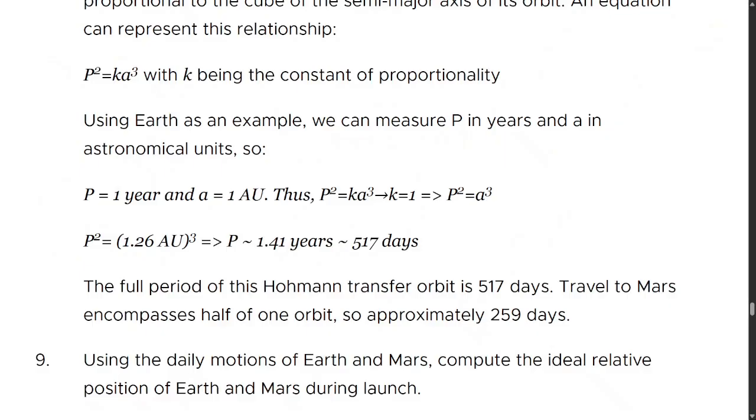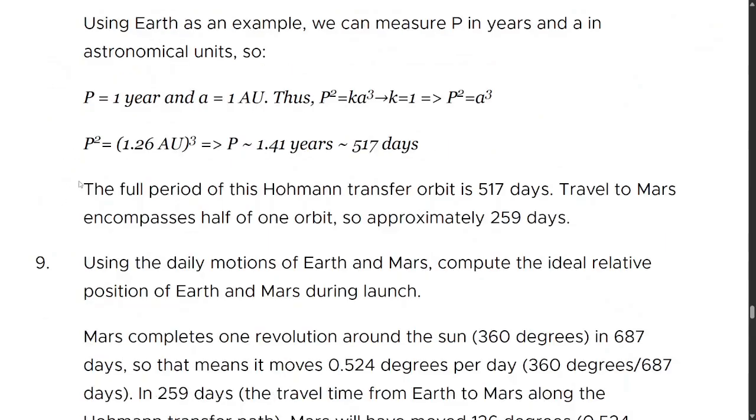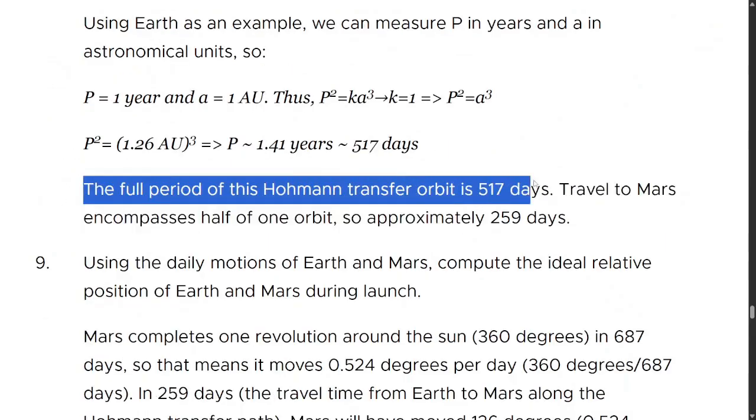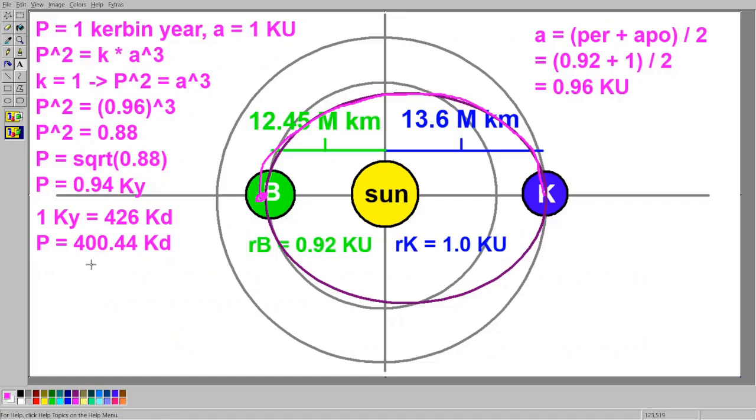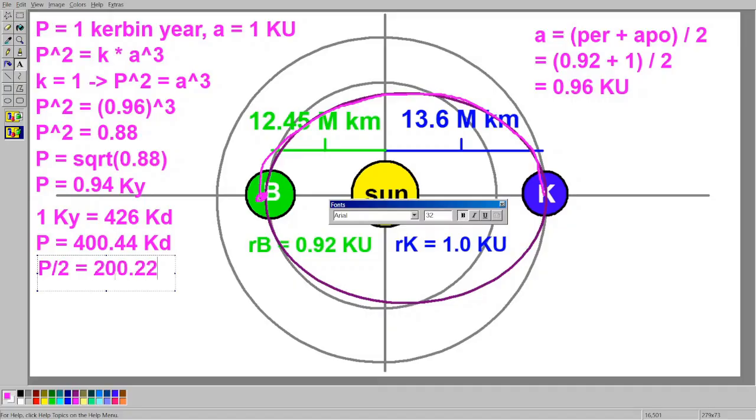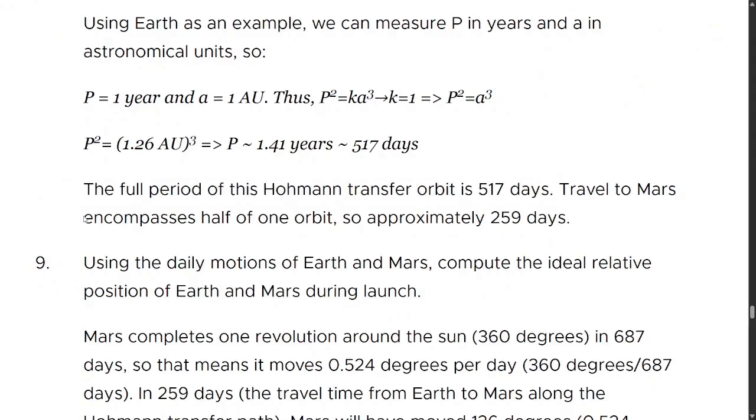Good question. So the full period of this Hohmann transfer orbit is 400.44 Kerbal days. Wait, that means that half, period over 2, is equal to 200.22 Kerbal days. Wait, is that correct? I think so. 400.44, yeah. Oh my goodness, why do I need my calculator? I should be doing mental math.